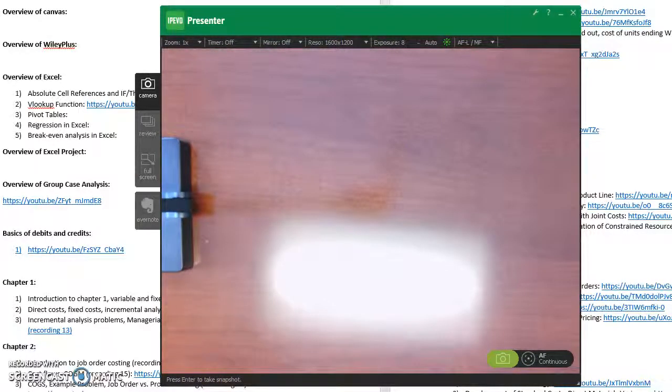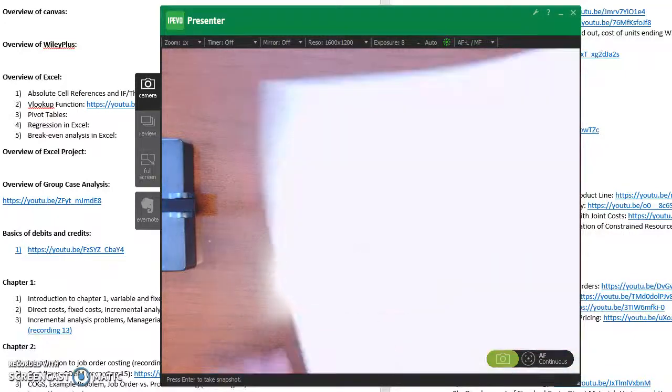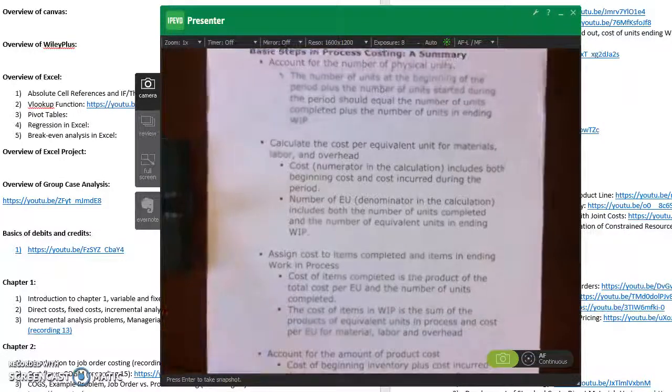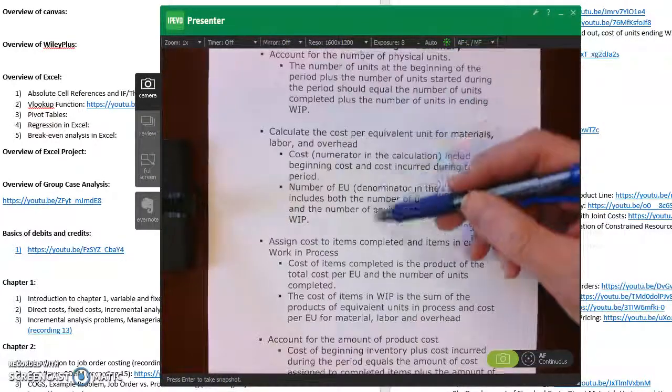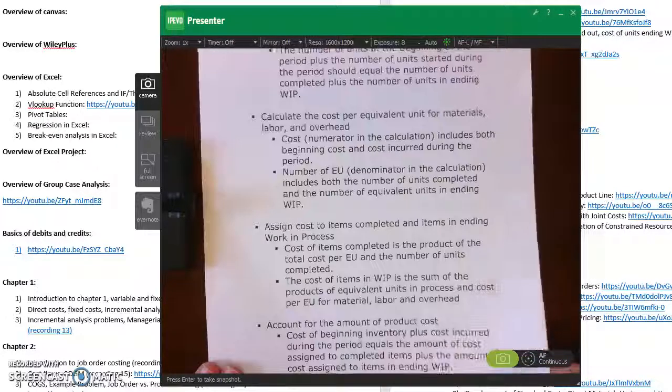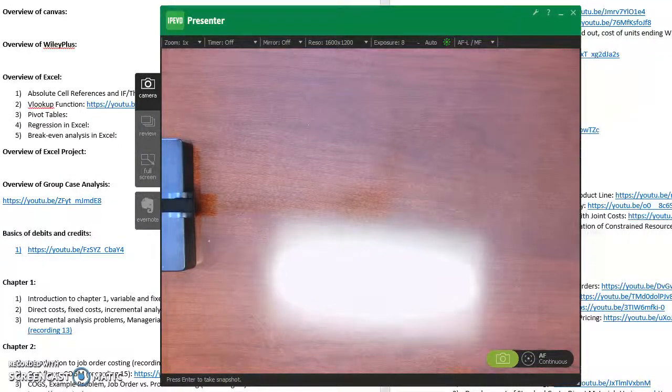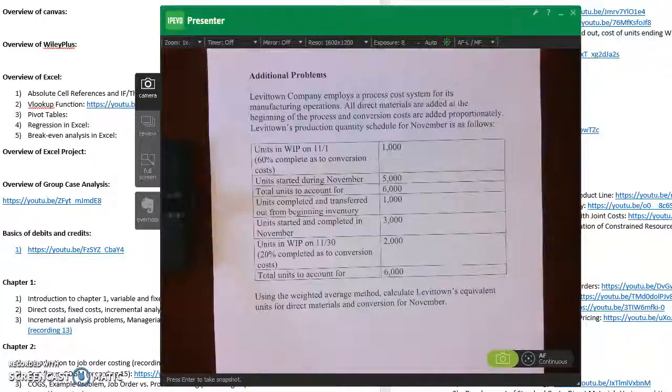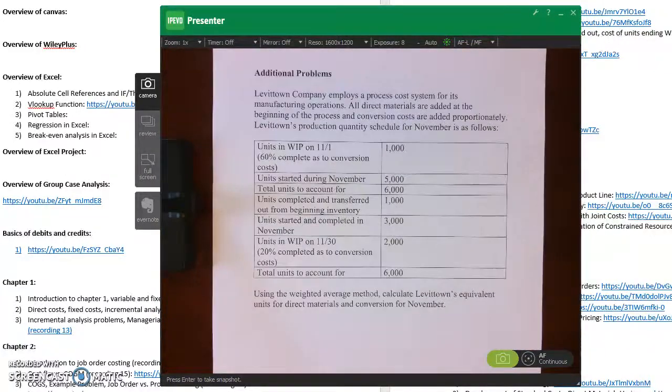When we look over here and talk about the basic steps in process costing, again, this page just kind of summarizes this. I'll let you read that, and I'm not going to go over that verbatim. And I do have two additional problems. These are CMA questions, okay? And so we will take a look at these right now.